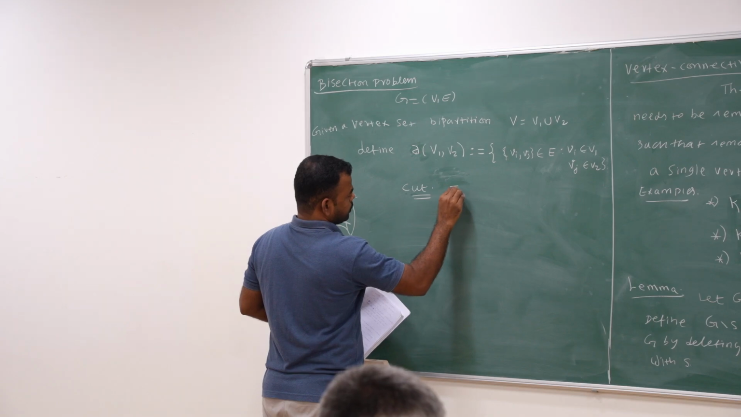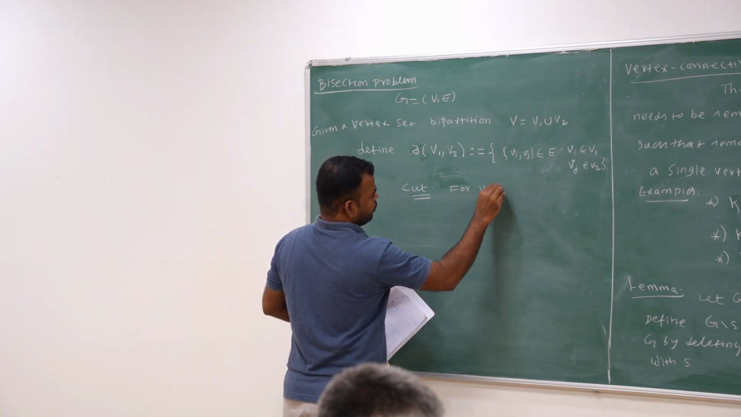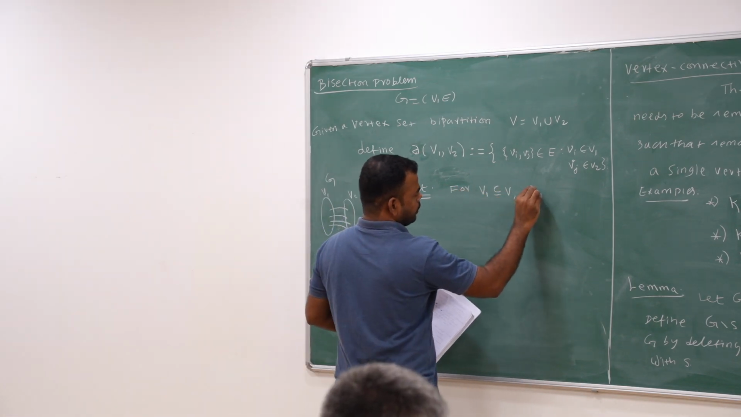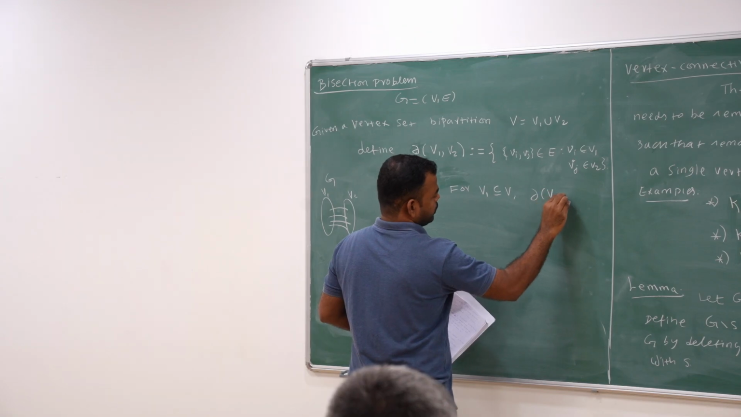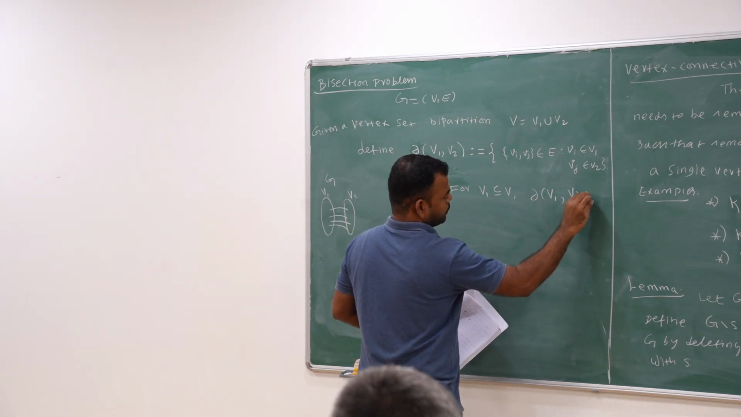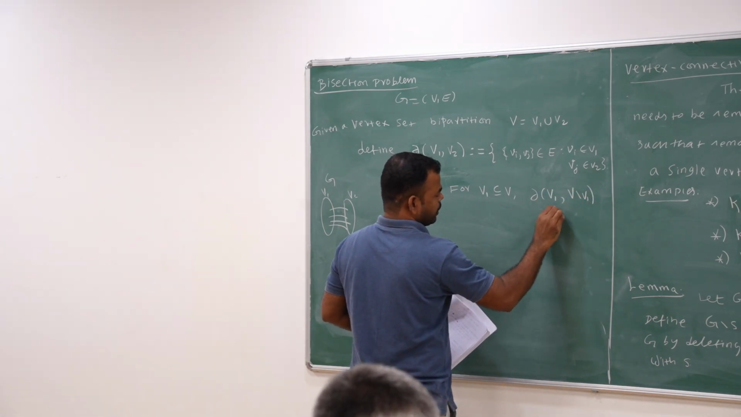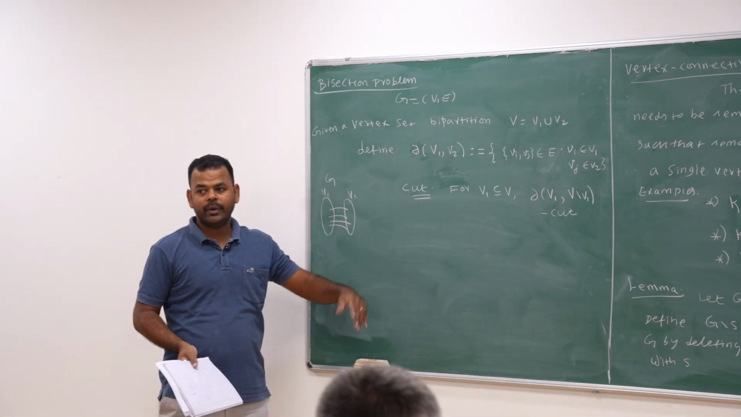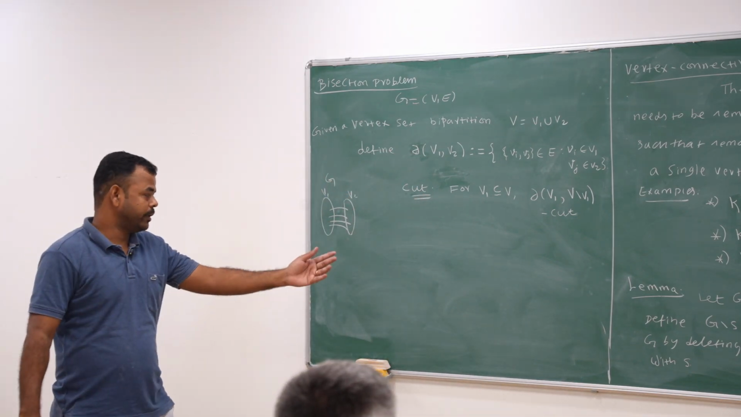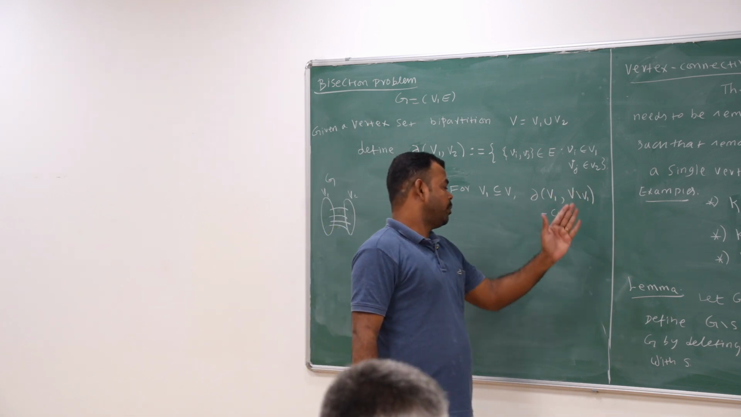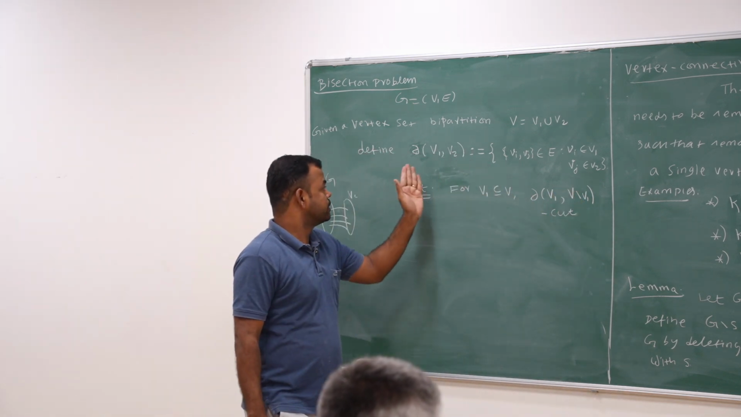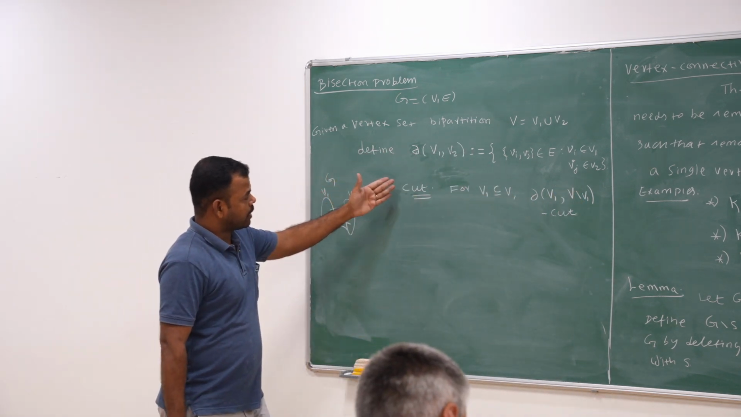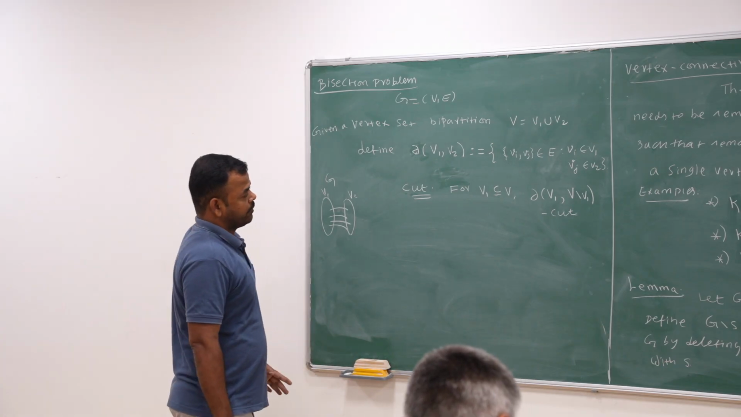If you take some V1 subset of V, and V minus V1, this is called a cut. Here we don't know, V1 and V2 may overlap, there may be some overlapping. So if you consider V1 and the complement of V1, then we call this the cut associated with that vertex set V1.